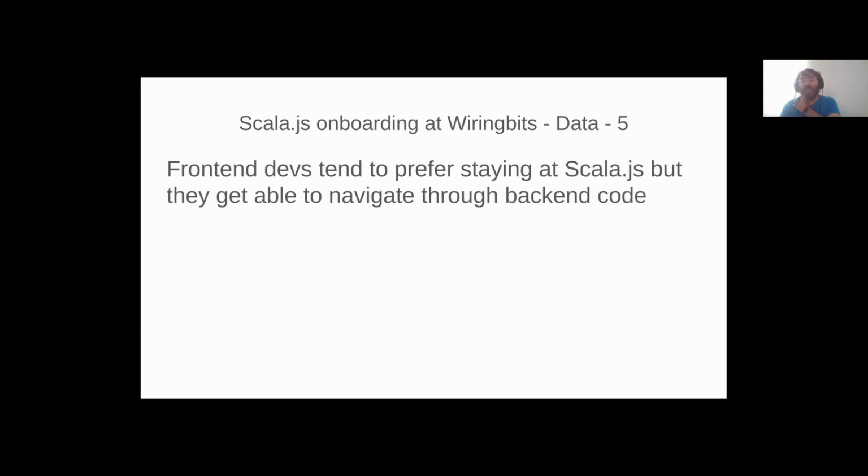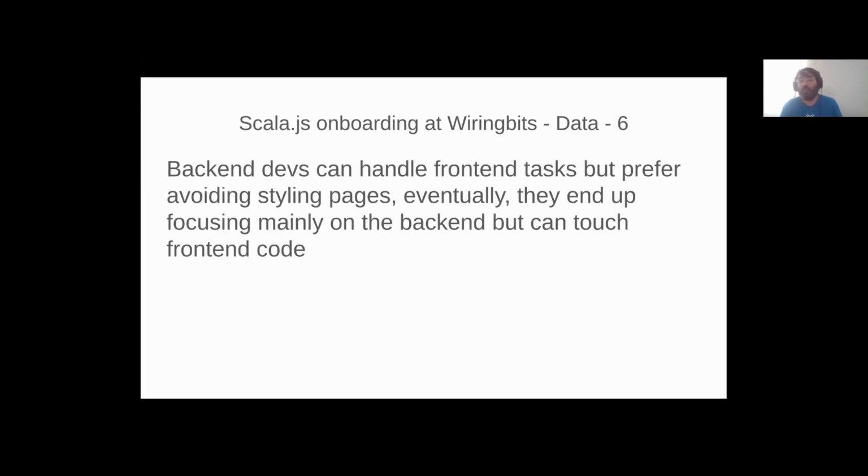guys that prefer to stay at the front end, which is just doing Scala.js. But something pretty nice from this is that they have been able to navigate through the backend code, which is not something that will happen when they are using just JavaScript. They will just see the Scala backend as a unknown monster or black box and ask for everything. But front-end developers at Wiringbits actually end up looking into the backend to answer questions themselves. And that's super helpful if you think about productivity and teamwork.